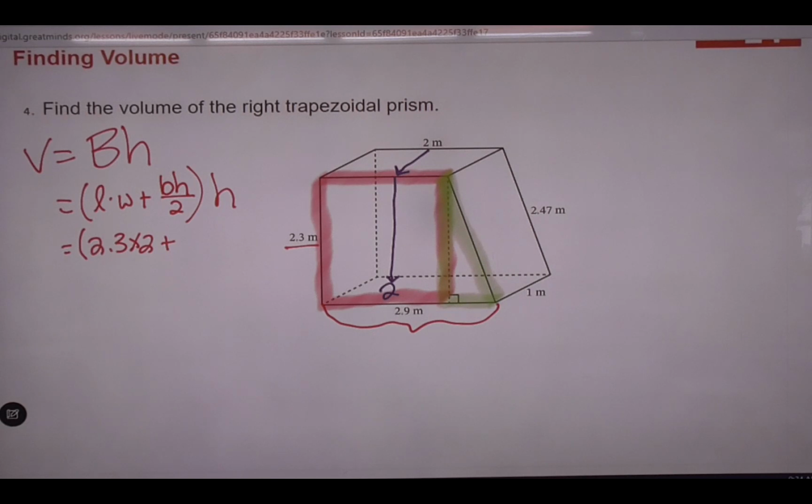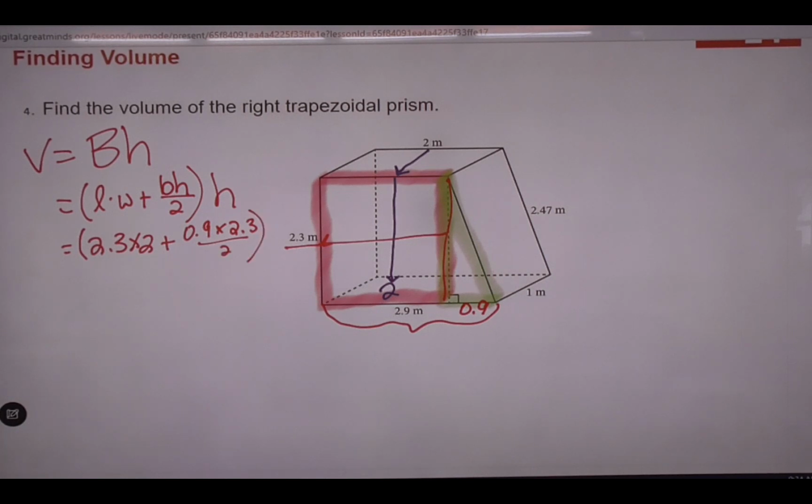And then take a look at this triangle. If that part is 2 and the whole thing is 2.9, that means the base of this triangle is 0.9. So the base of the triangle is 0.9 times the height. The height is on the opposite side right here. That's 2.3, and we have to divide that by 2.